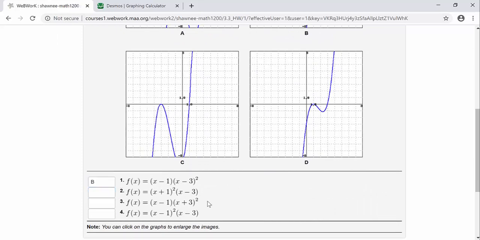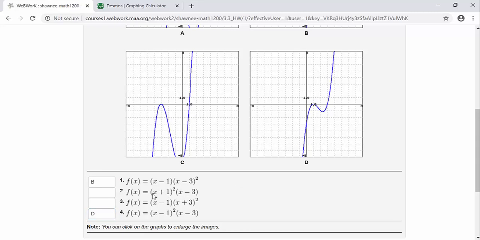Now let's look at the other function. Look at number 4. We saw this would have an x-intercept at 1 and an x-intercept at 3 as well. Here's a double 0 at x equals 1 and a single 0 at x equals 3. So function 4 must be matched up with graph D.